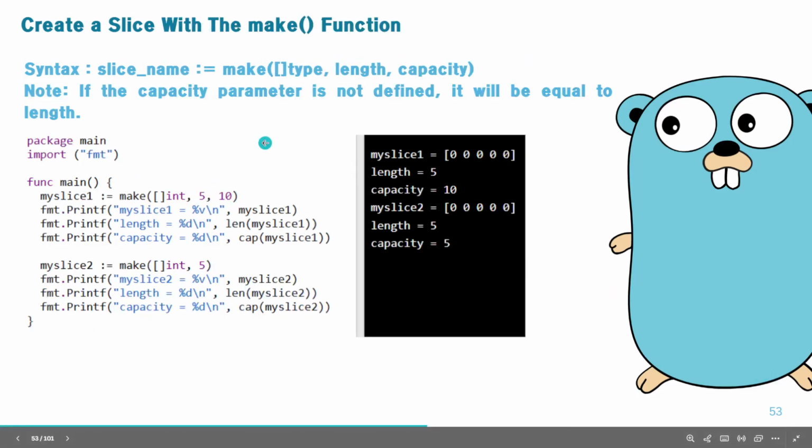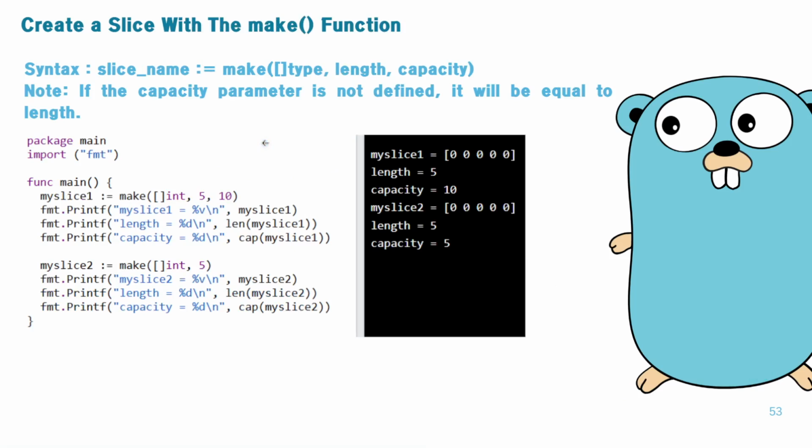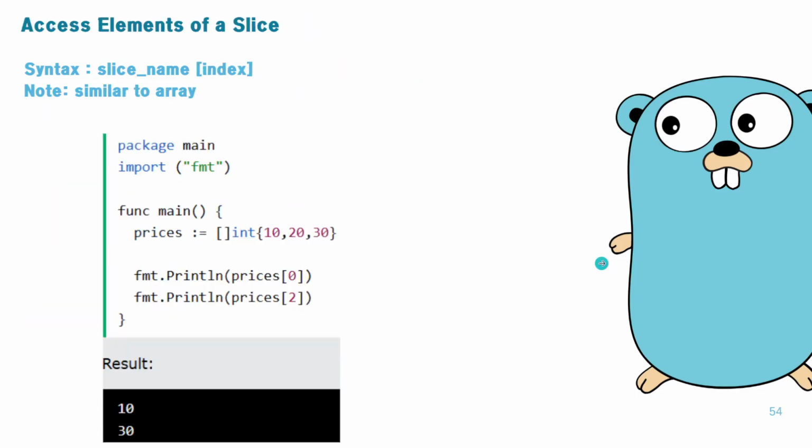Next, create slice with make function. Slice name, make, type, length, capacity. This is the syntax that we use to create slice with make function, where we give type, the length, and the capacity. If the capacity parameter is not defined, it will be equal to length initially. And here are some examples where we have made integer type slices. It is generally preferred, or said to be good, to create slices with the make function.